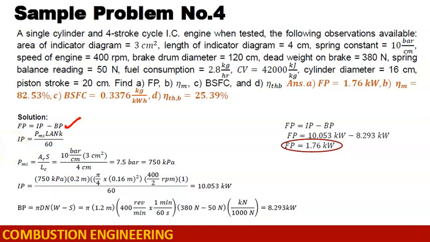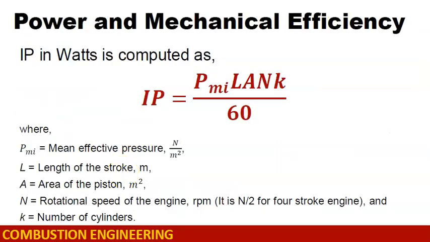For IP, we are already familiar with our formula. You can recall it in slide number 31. IP is simply PMI times L A N times K divided by 60. We need to divide N by 2 if we have a 4-stroke engine. PMI is the mean effective pressure based on indicated power.